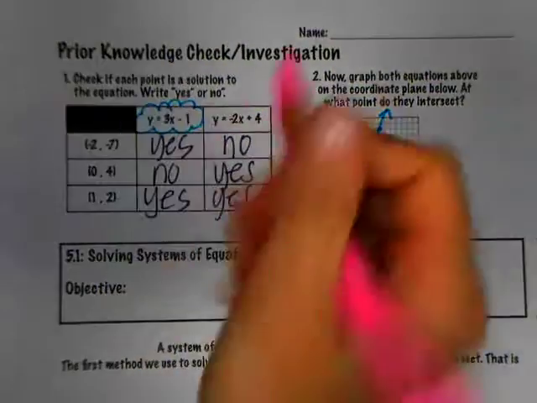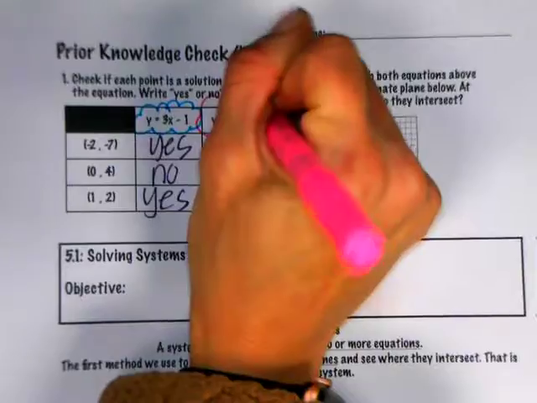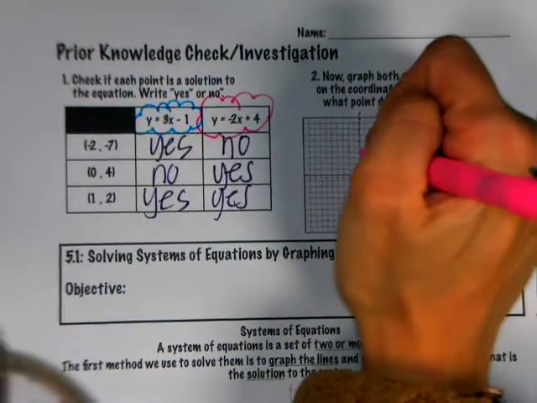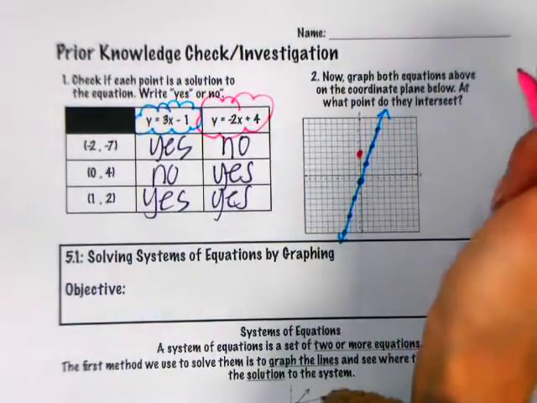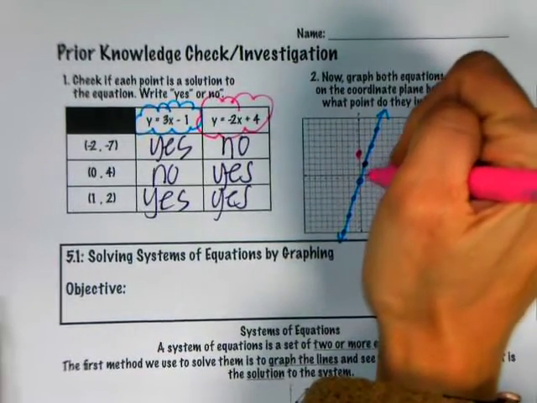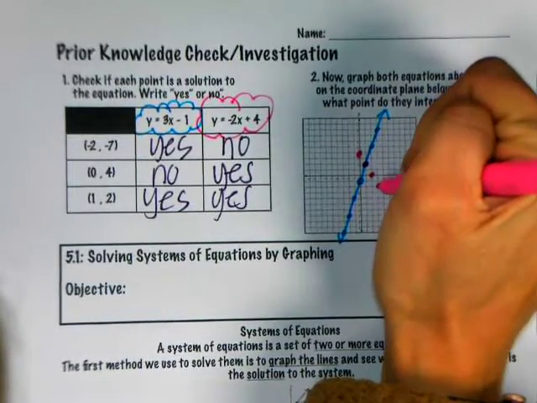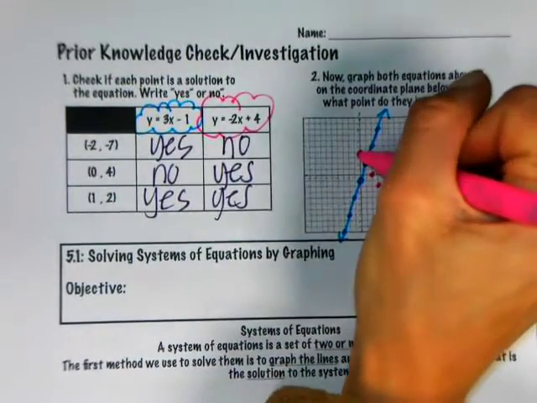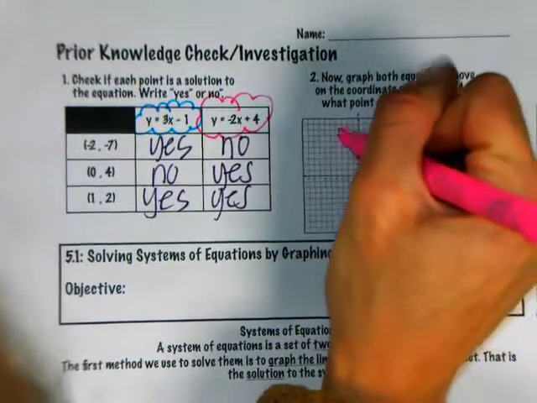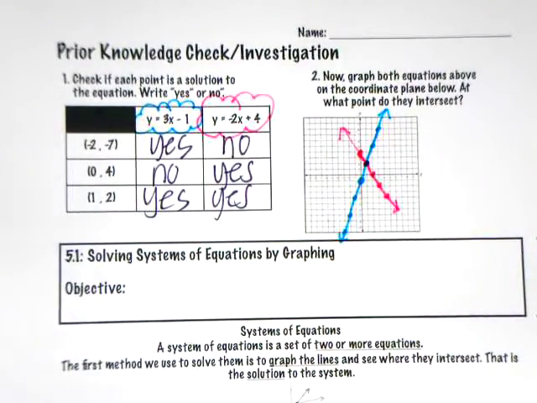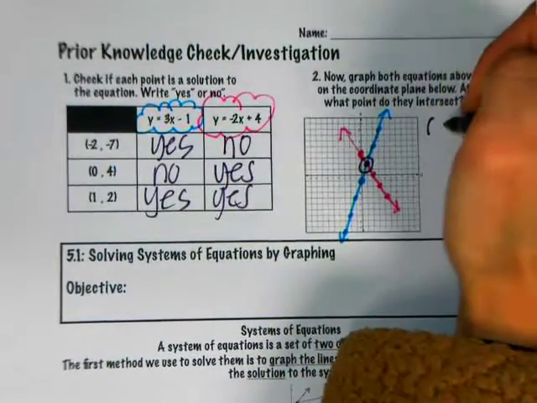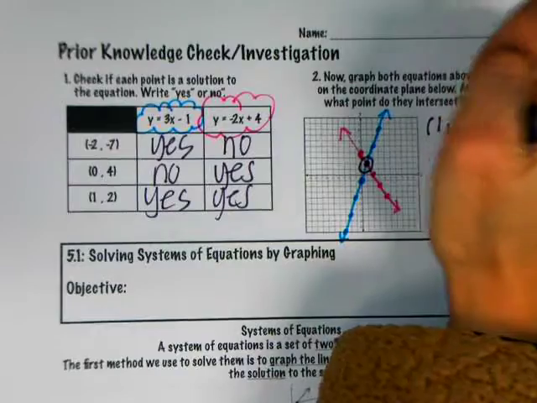Okay, and then this one will graph. Where do I start that line? 4. And my slope is -2, so how do I move? Down 2 over 1. All right, so it asks where your two lines intersect. So what point is that at? 1, 2.